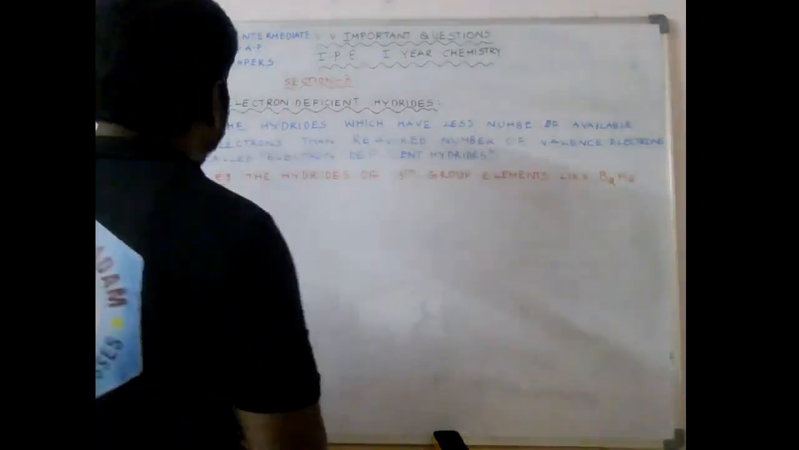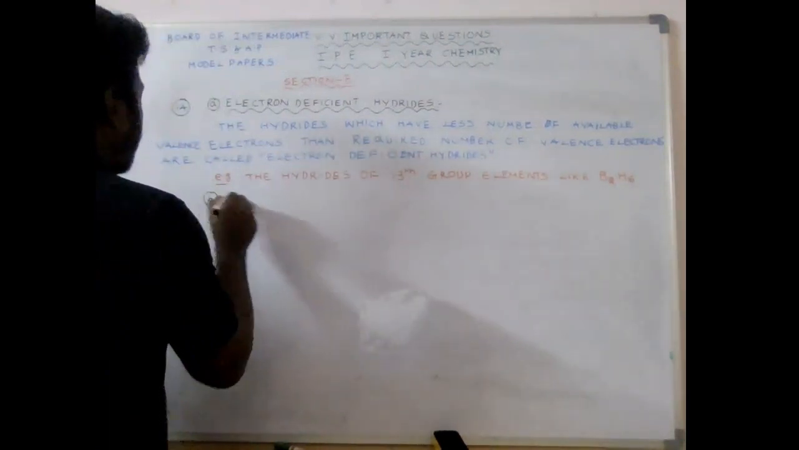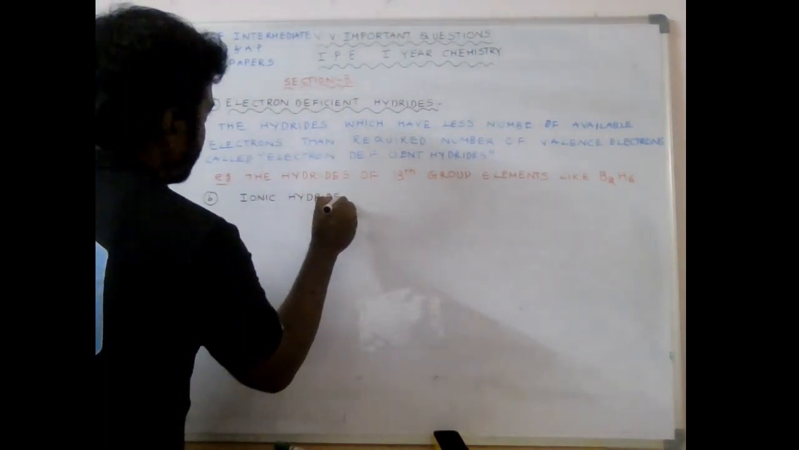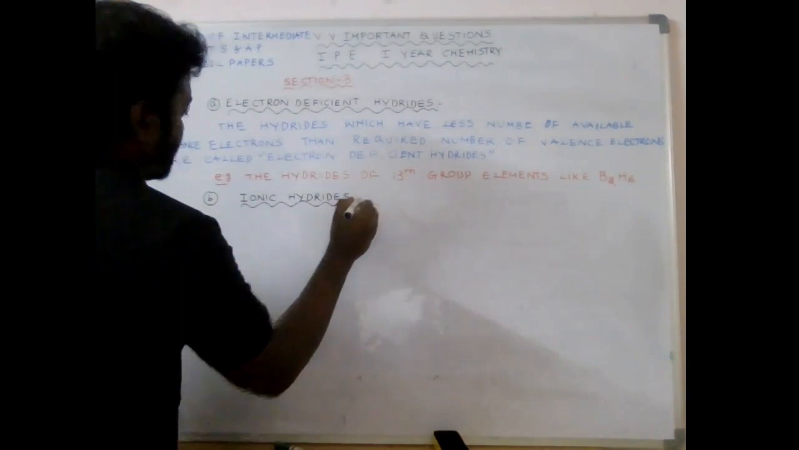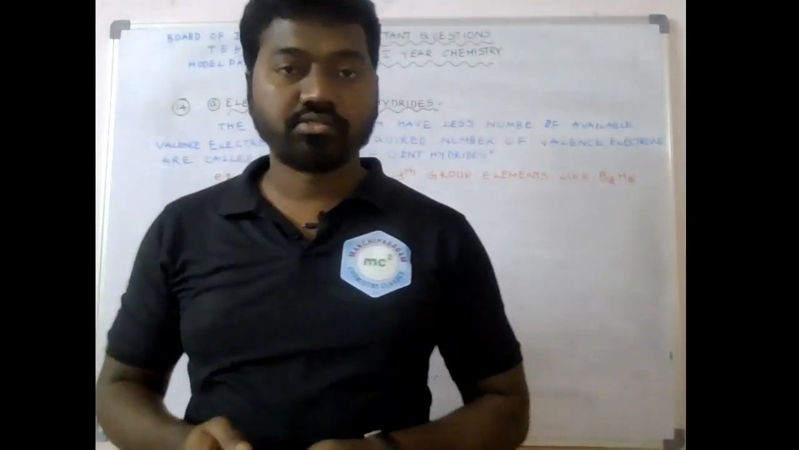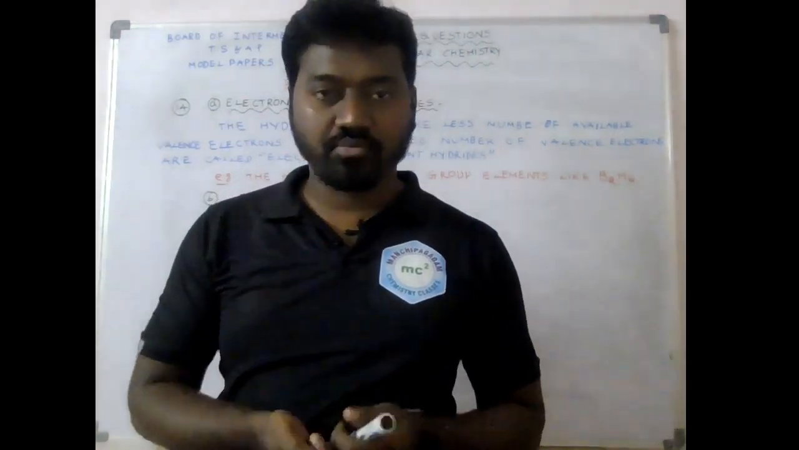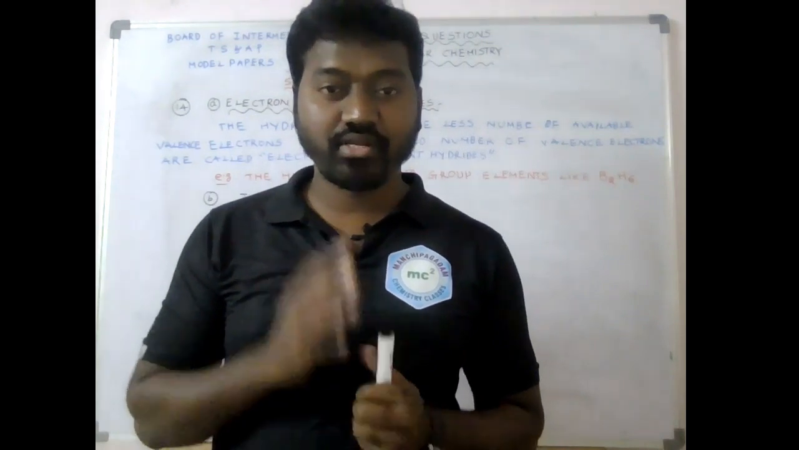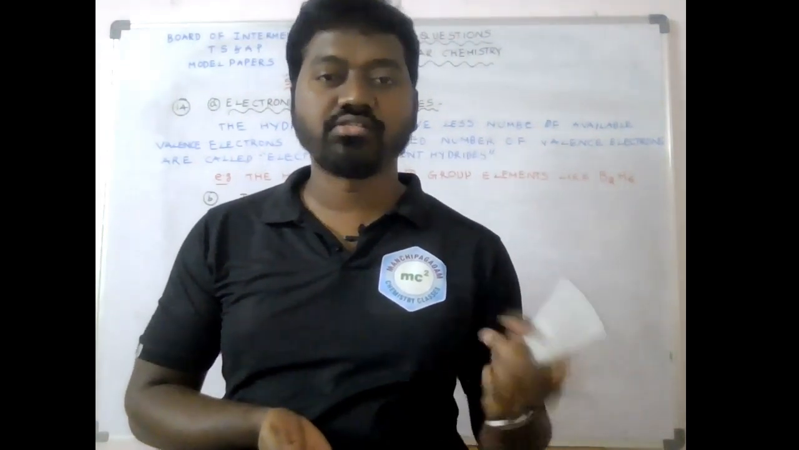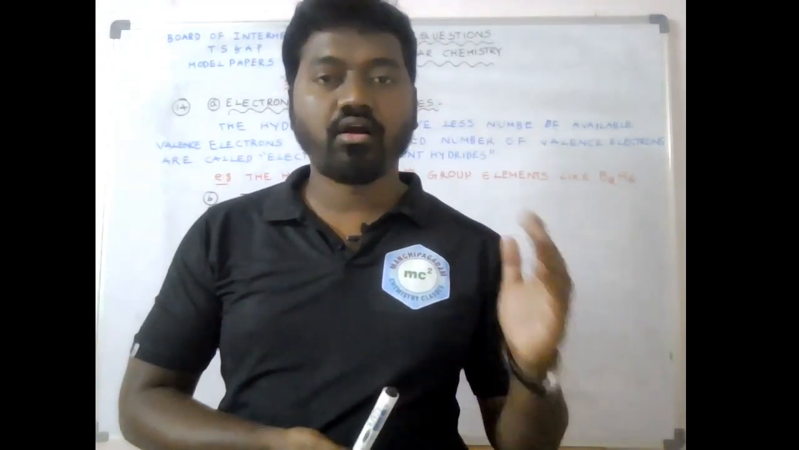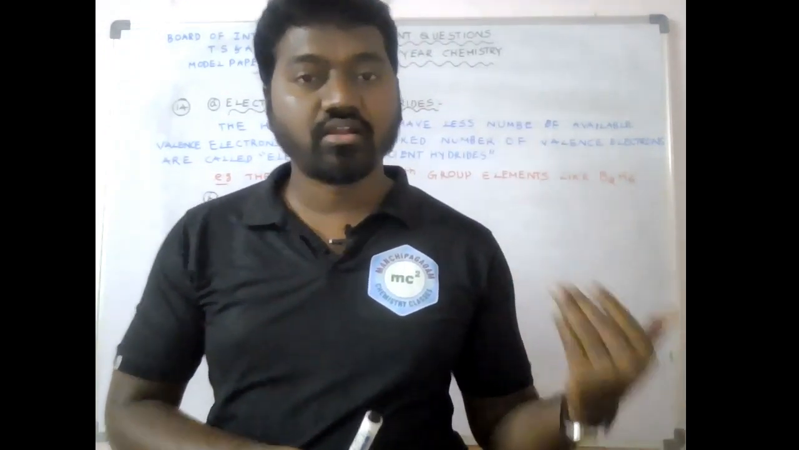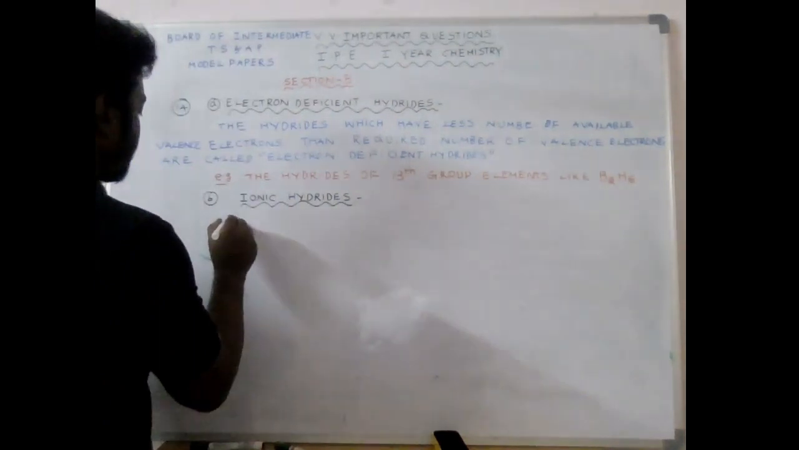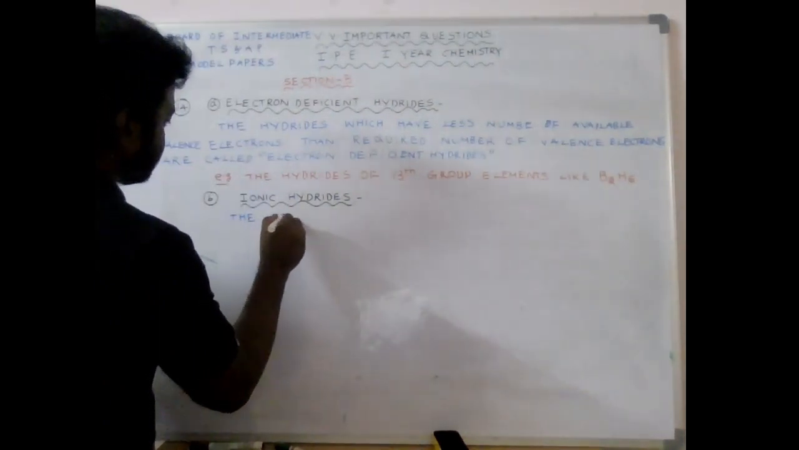Okay. Now next, one more is given: ionic hydrides. What are ionic hydrides? The simple ionic hydrides are the hydrides which are formed from the highly electropositive elements. What are highly electropositive elements in the periodic table? S block elements. What are S block elements? First A and second A groups. Those hydrides are called ionic hydrides or salt-like hydrides. The other name of that is what? Salt-like hydrides.